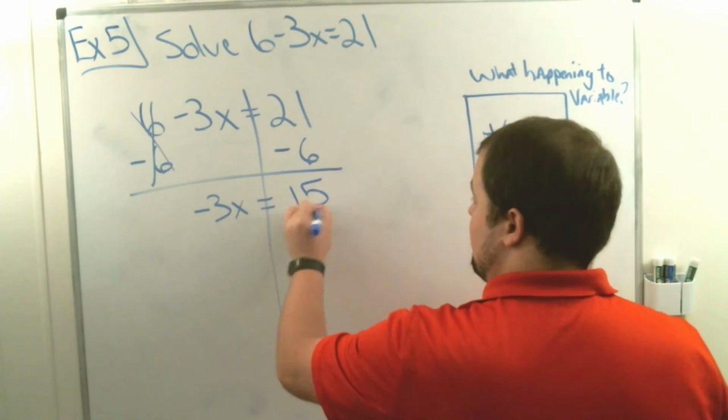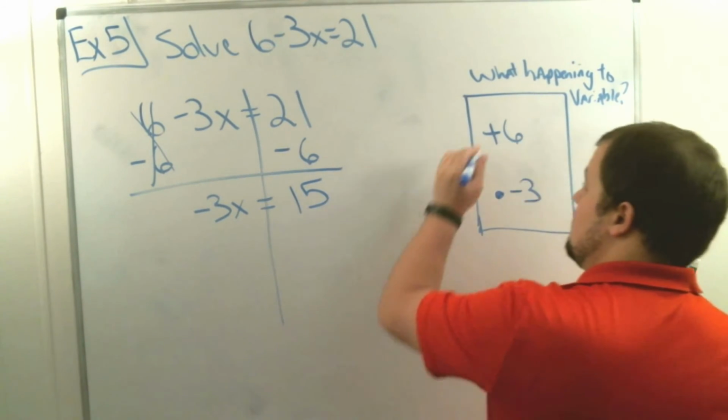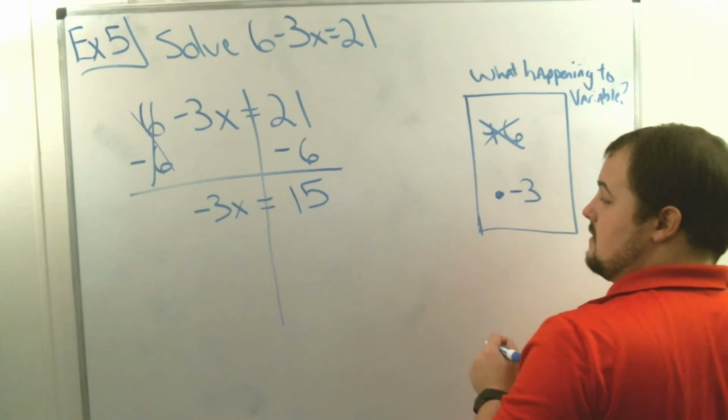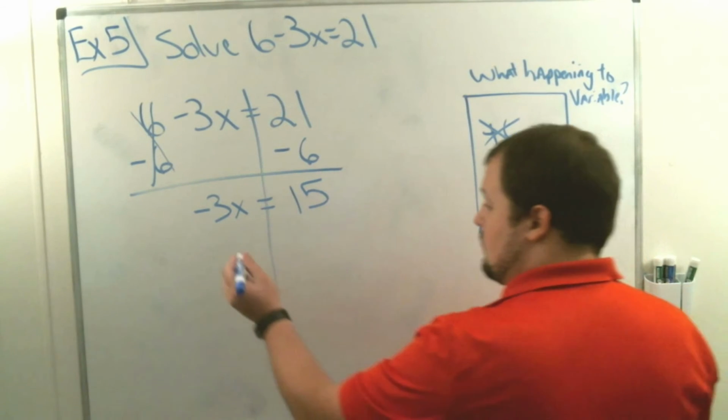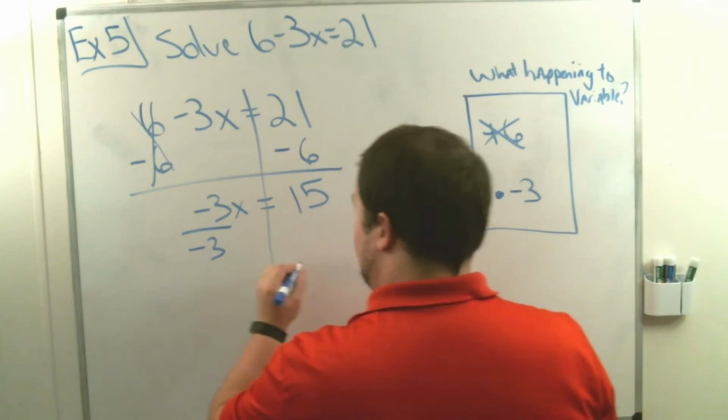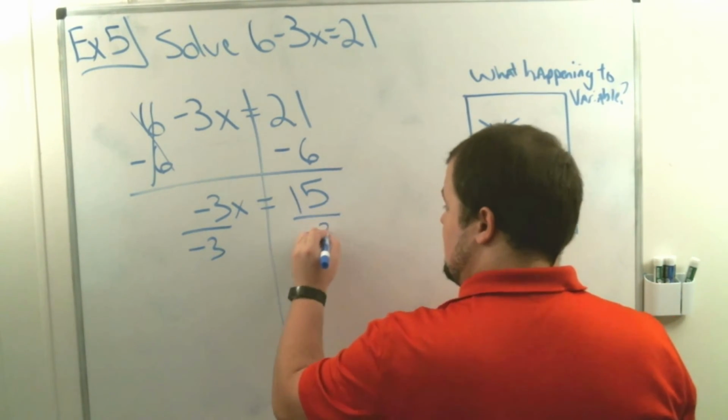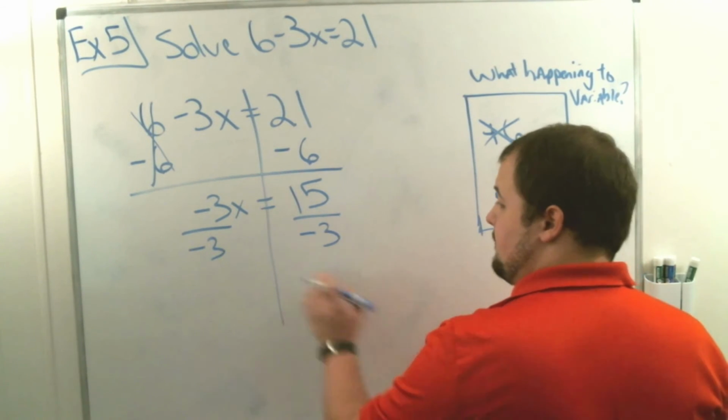So I have negative 3x equals 15. I got rid of the plus 6. Now I'm going to get rid of times negative 3. To get rid of times negative 3, we divide by negative 3. And if you divide by negative 3 on one side, you've got to divide by negative 3 on the other.